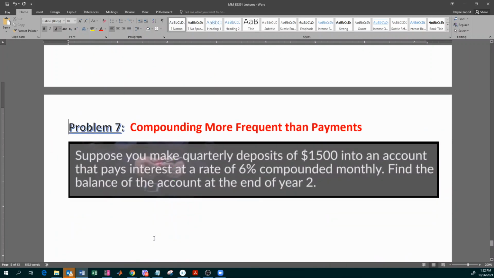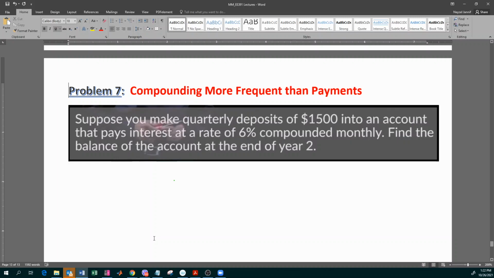Problem number 7. Compounding with more frequent payments. Suppose you make quarterly deposits of $1,500 into an account that pays an interest rate of 6%. Remember, it's always per annum, compounded monthly. Find the balance of the account at the end of 2 years.